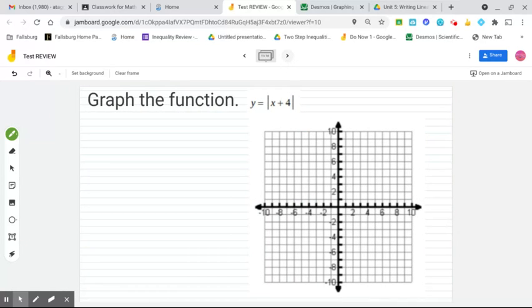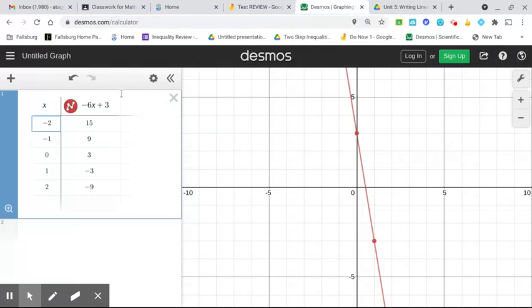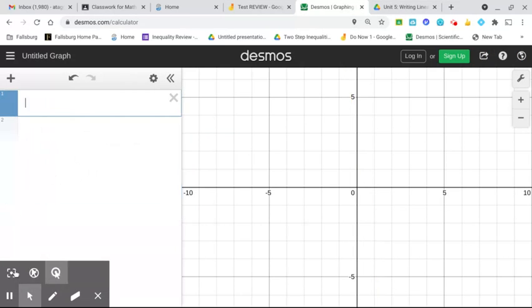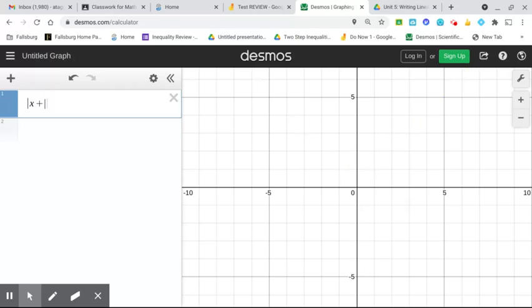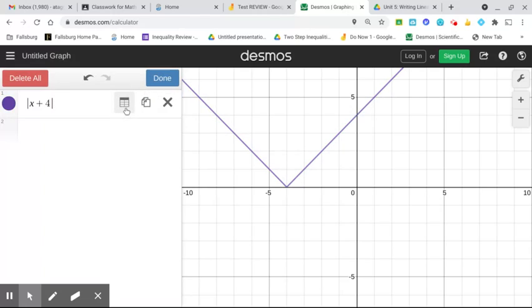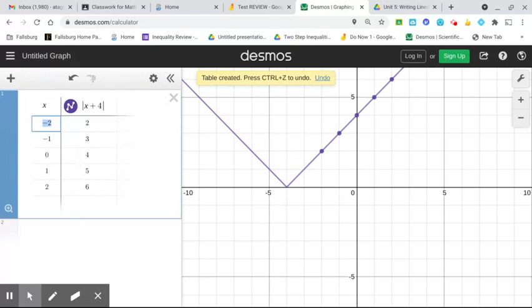Okay, next, graph the function y equals the absolute value of x plus 4. So I'm going to go back to Desmos. Desmos is my best friend here. Okay, so when I type it in, I'm going to have absolute value of x plus 4. And then I'm going to look at my table, and here we go. Here are my points. So I have negative 2, 2, negative 1, 3, 0, 4.